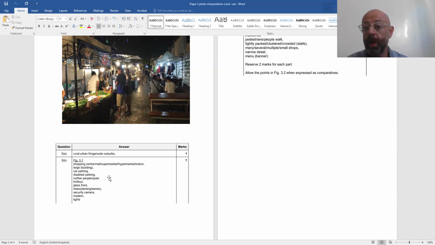We can see that there's few people and it's quiet, but that just might be the time of day. This might be taken before the shops are open. We can see trolleys, even the trees and plants. You've got a security camera. I didn't see that. It's modern. This is not an old thing. This is a new development. And there's lights, so I didn't even see those.